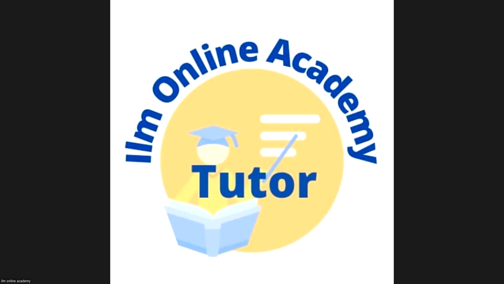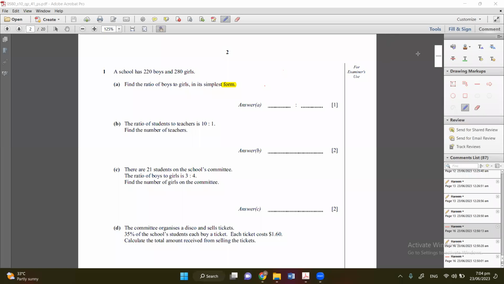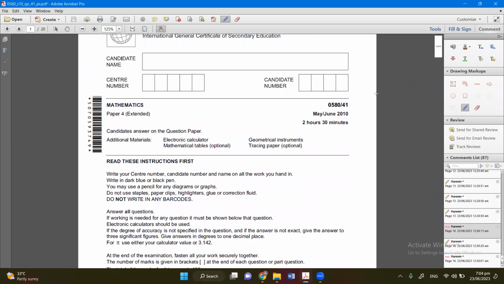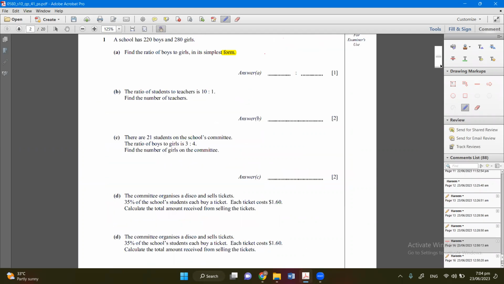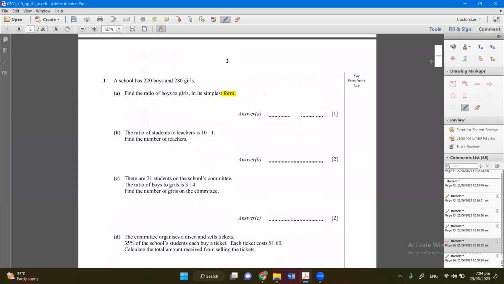Okay, so we have our paper. This is our paper number 4, May June session 2010, series 1. Our first question is, a school has 220 boys and 280 girls. In part A, they are saying find the ratio of boys to girls in its simplest form.